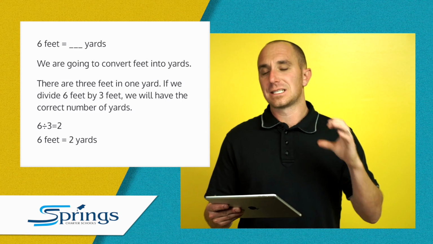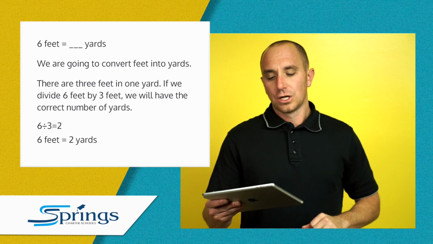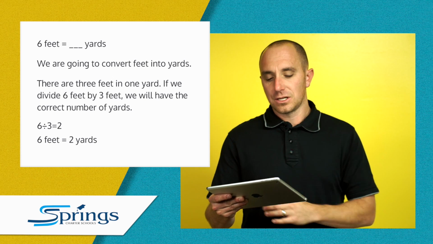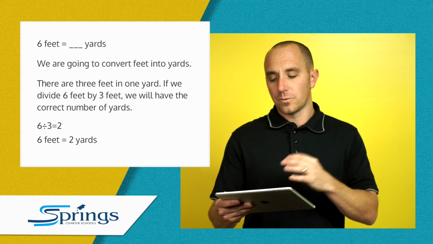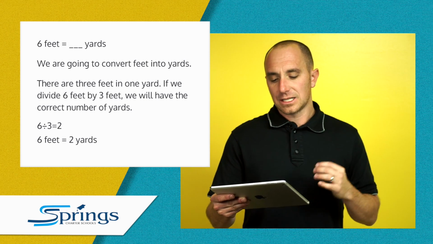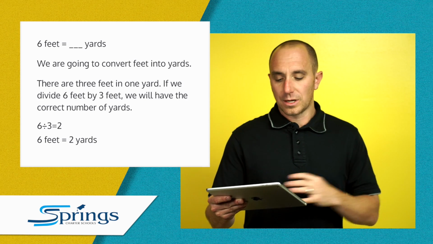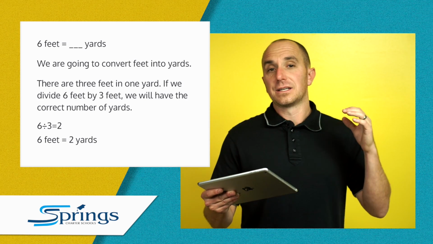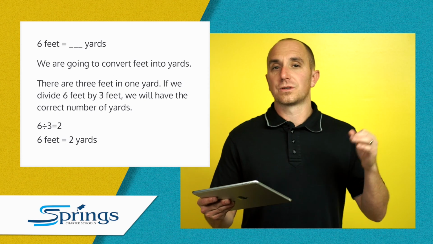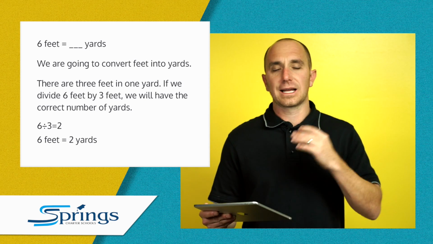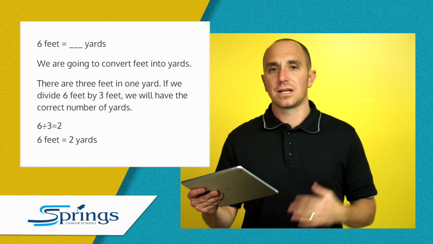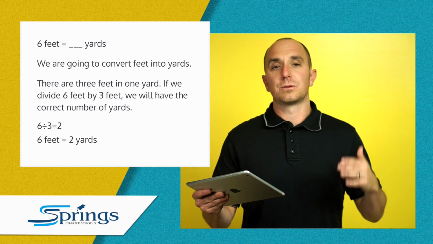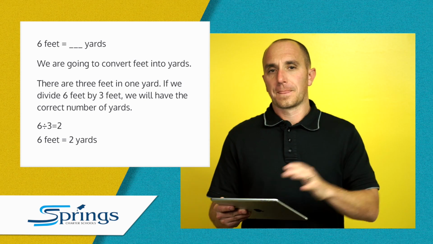Okay, so here we have 6 feet is equal to how many yards? So we're going to convert feet into yards. There are 3 feet in 1 yard. So if we divide 6 feet by 3 feet, then we'll get the correct number of yards. Since there are 3 feet in 1 yard, we divide 6 by 3 and we get 2, so 6 feet is equal to 2 yards. And like I said, many of you are already accustomed to that. You're already thinking, well, 2 times 3 is 6, so the answer is going to be 2.